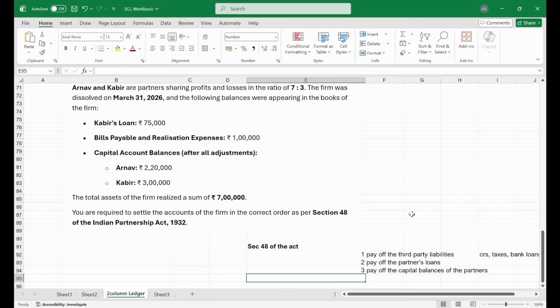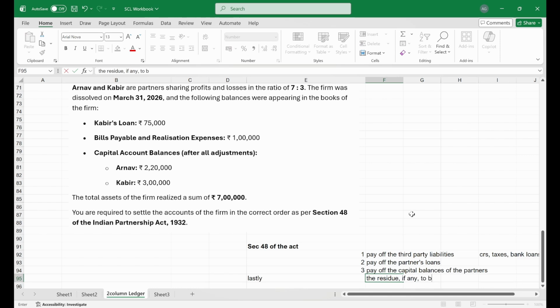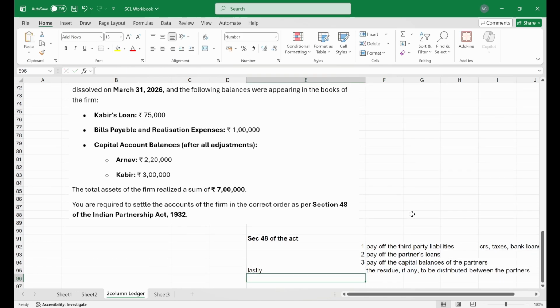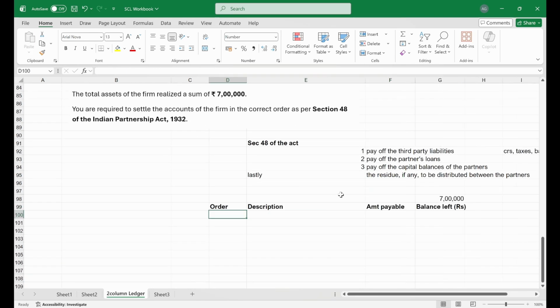And lastly, only lastly, if there is any balance left, the residue, if any, to be distributed between partners in the profit sharing ratio. Let's say the firm has a surplus of some amount, after 1, 2, 3 have been paid off, then the residue will be distributed between the partners in their old profit sharing ratio. Now this is the theory behind this question. Now let us do this solution in the same manner. So let me get on with the solution.